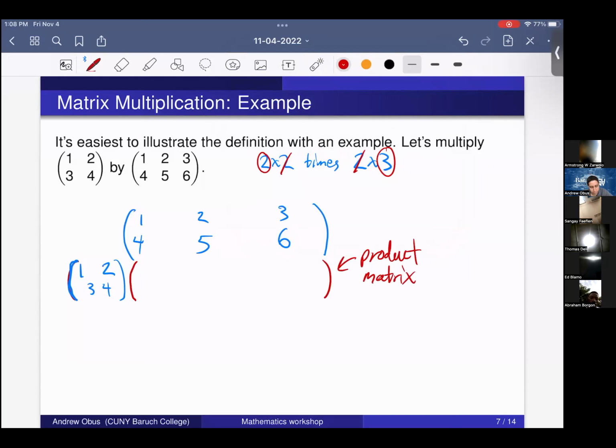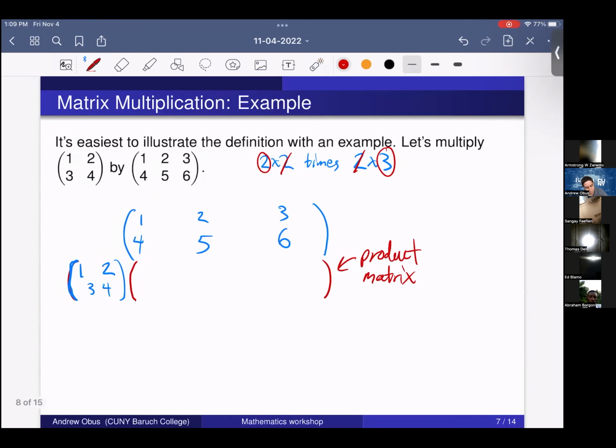So what do I do here? Well, to get each entry in this matrix, I'm going to multiply the corresponding row of the first matrix by the corresponding column of the second matrix. And what does it mean to multiply a row by a column? Well, I'm going to do the dot product of vectors. This row is a vector 1, 2, and this column is a vector 1, 4, and so I'm going to take the dot product.